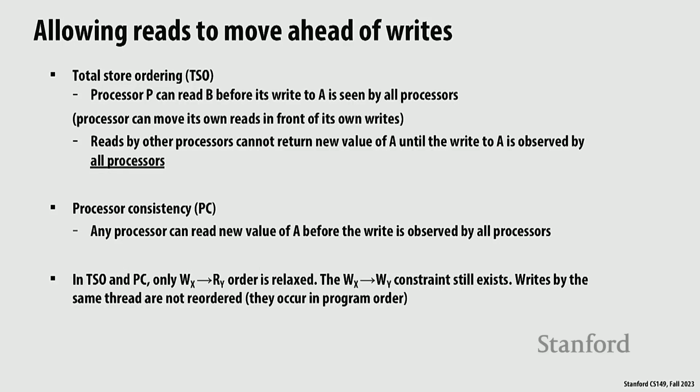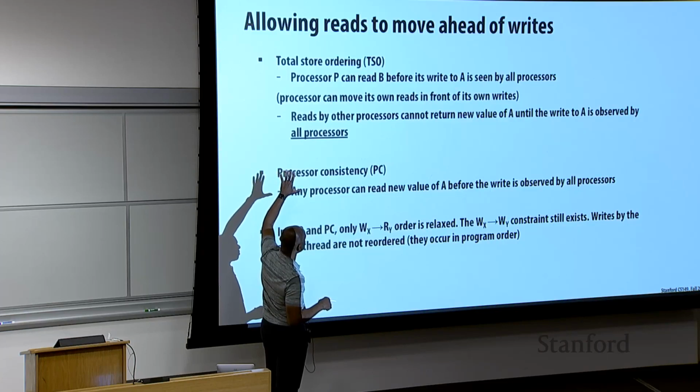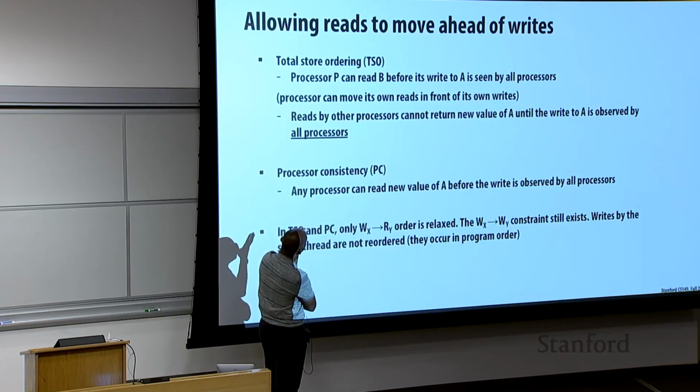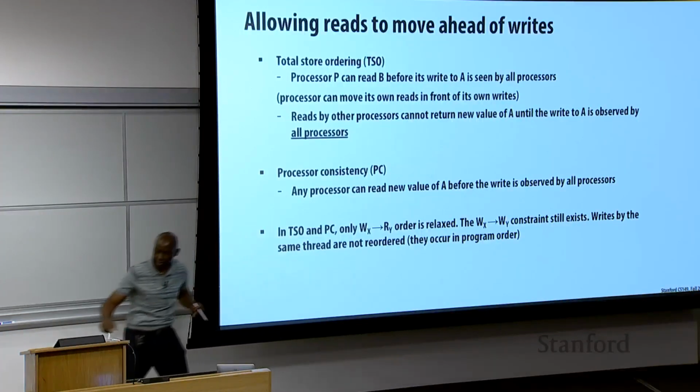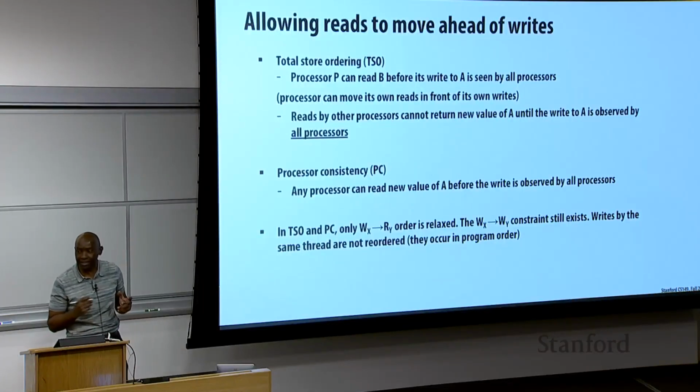Okay, so total store ordering says a processor can read B before it writes to A as seen by all the processors, and the processor consistency... I thought... I mixed them up. Sorry, processor consistency. I can't remember. Yeah, so I think, anyway, I'll get it right. I think this is right.